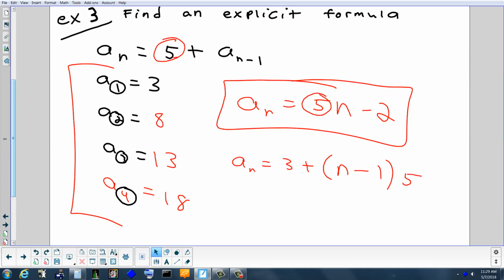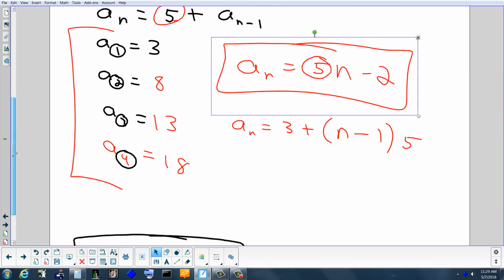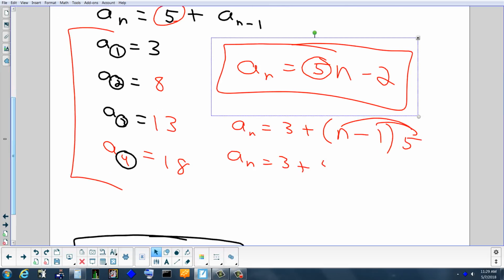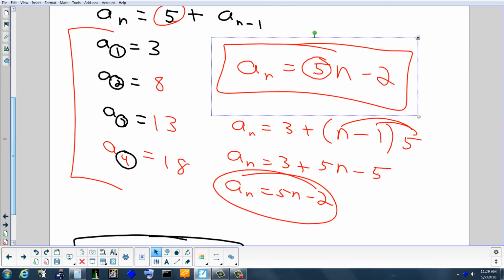Now, if you look at what I just wrote and what we were given up above, they don't look the same. But multiply the 5 out, you get 3 plus 5n minus 5. And what's 3 minus 5? There's your negative 2 right there. So that gives you a procedure you can follow to find the pattern without trying to guess it.